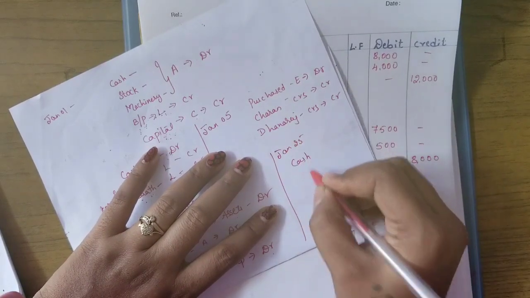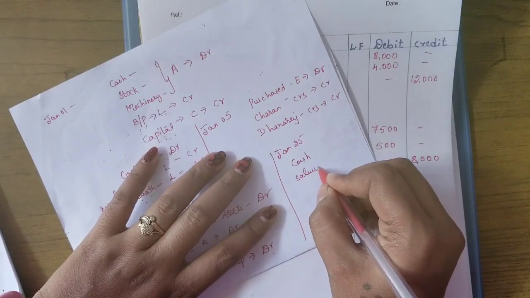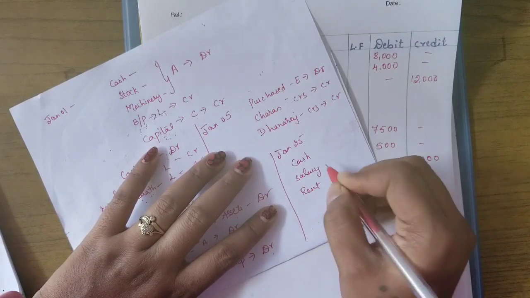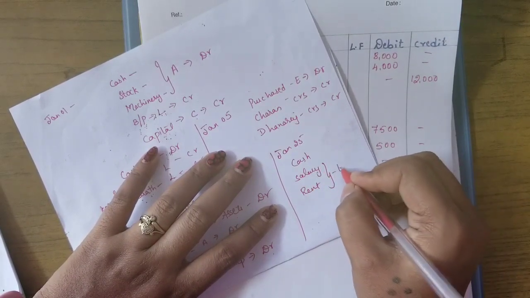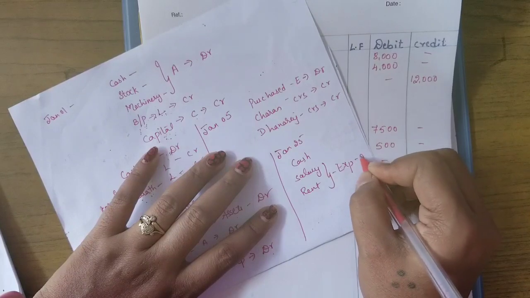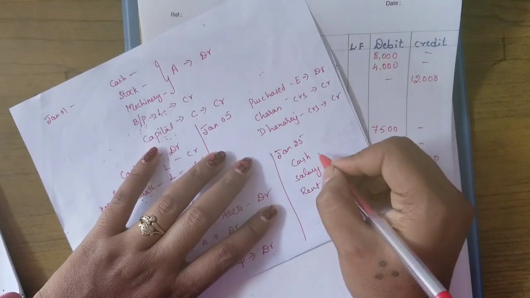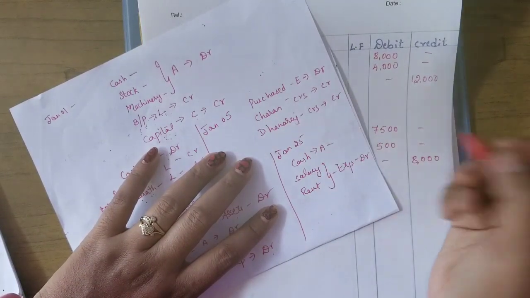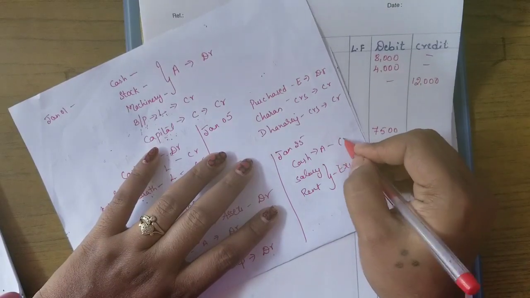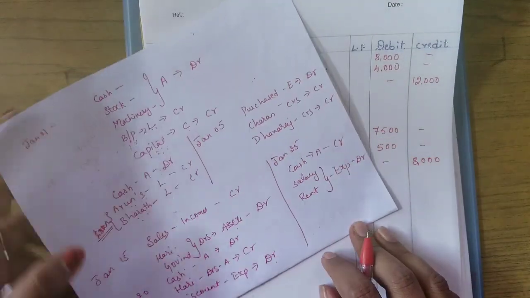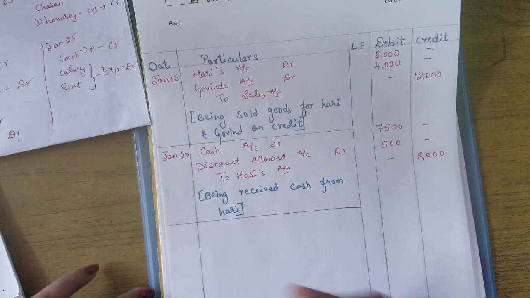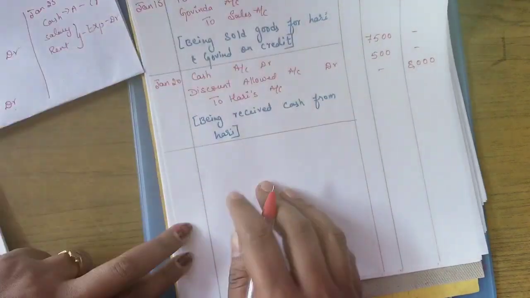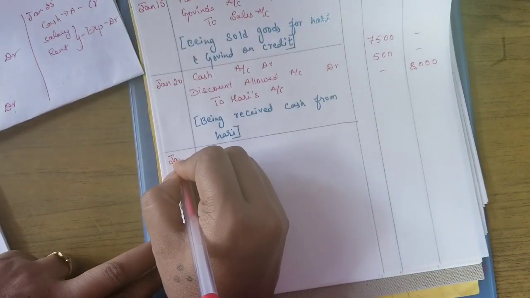Cash is the one aspect and salary and rent. Both, since you are paying, it is an expense. Both are debited. Increase in expense will be debited. Cash is an asset. You are paying. Cash balance will decrease. So asset value is decreasing. It is credited. So entry will be on Jan 25th.